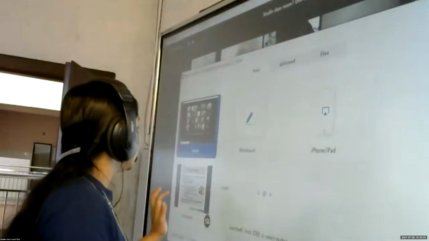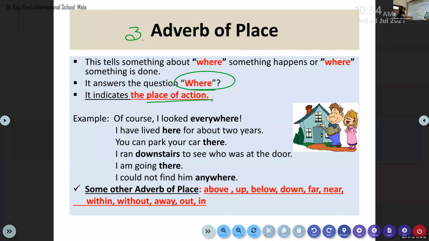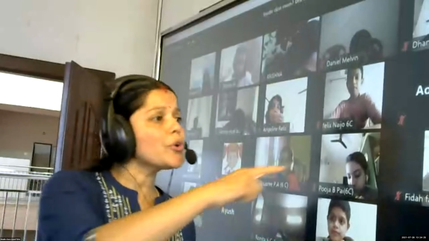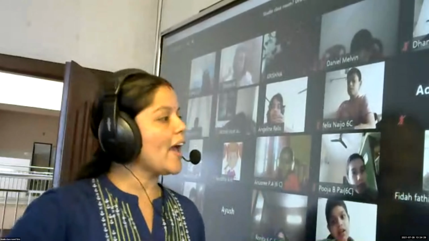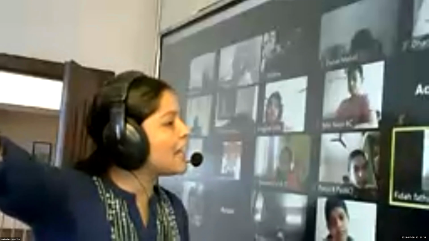Now, look at here. I have lived here for about 2 years. So he is pointing at a place here. He said here. Here is a place, isn't it? I have lived here for about 2 years. So here is an example for adverb of place, isn't it? Yes, ma'am. Now I am going to tell you, you can park your car there. Where? There.